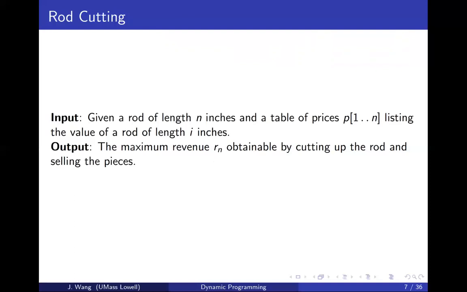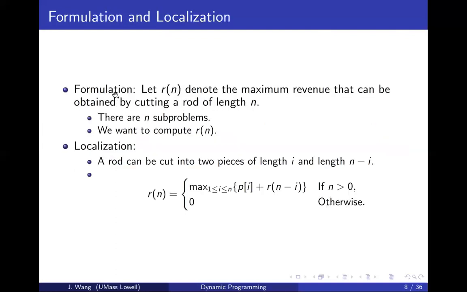Then use the method I mentioned, formulation and localization. Localization means finding out dependency. You can also call it dependency. Two parts. For formulation, we let R of n denote the maximum revenue that can be obtained. I don't know what it is, but I just say, okay, this is what I want to find.